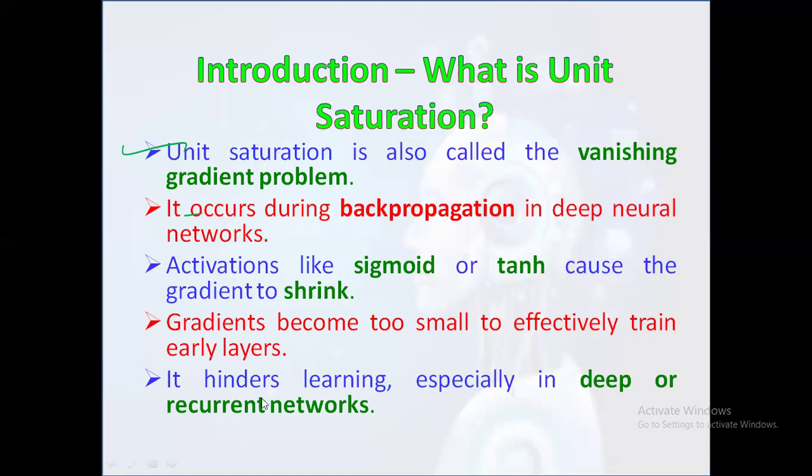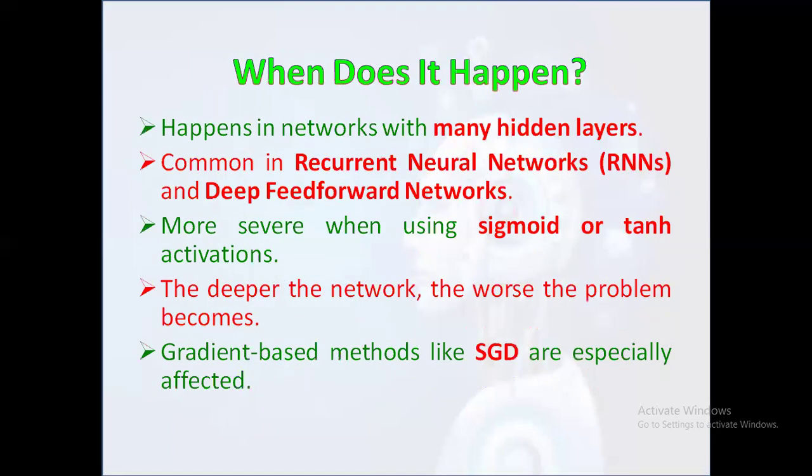And finally, it hinders learning, especially in deep or recurrent networks. In deep and recurrent neural networks, unit saturation is more pronounced due to the number of sequential operations. The vanishing gradient problem severely limits the network's ability to learn long-term dependencies or abstract patterns, making training unstable or ineffective in these architectures. Why does it happen?